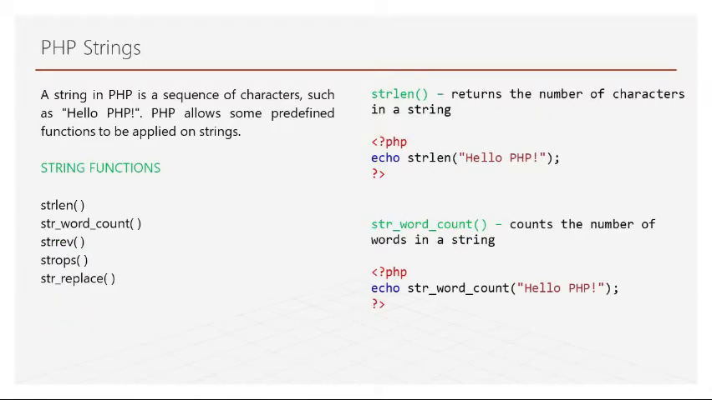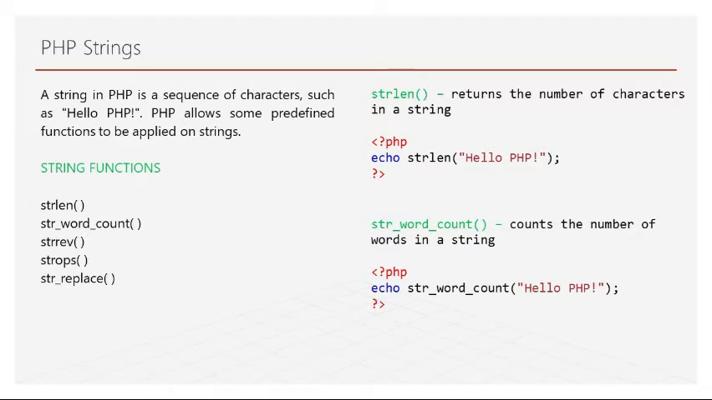A string in PHP is a sequence of characters, such as hello PHP. PHP allows some predefined functions to be applied on strings. Such functions are used commonly to manipulate strings. PHP string functions. strlen function. The function returns the length as the characters count in a string.